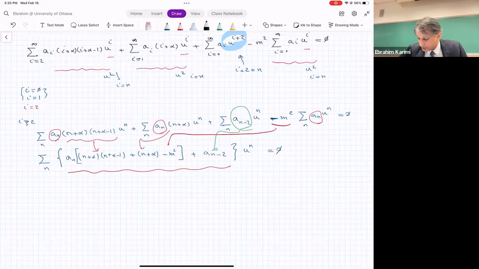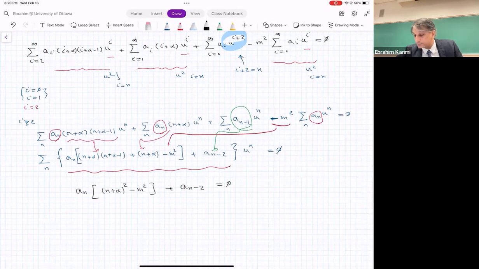This brings us to this conclusion that a_n times, I will factor out n plus 1, then I will get (n + alpha)^2 minus m squared, plus a_(n-2) equal to 0. Is that clear? Factor between the first and second term, factor out n plus alpha, then it will be n plus alpha minus 1 plus 1. That will become n plus alpha, multiplying by n plus alpha, that will be (n + alpha)^2 minus m squared.